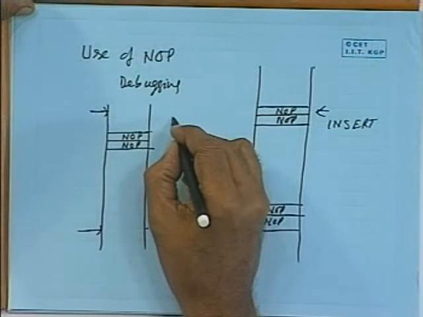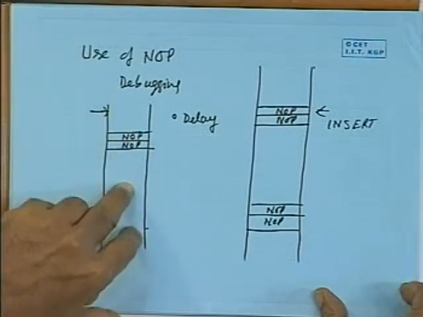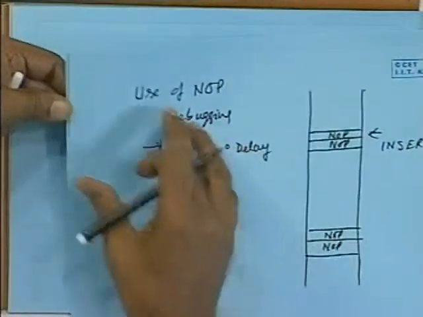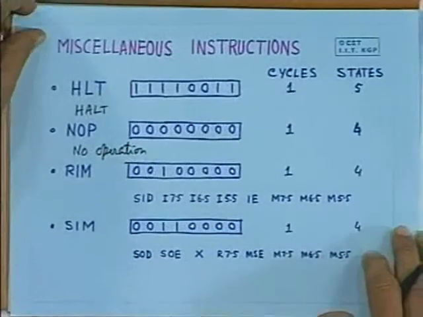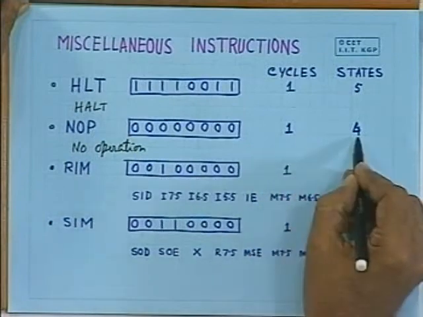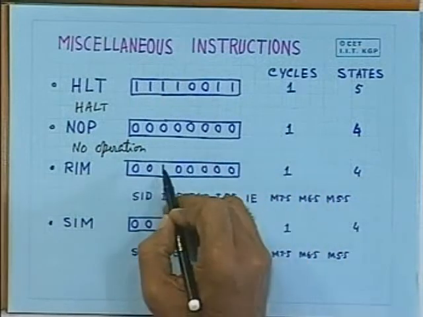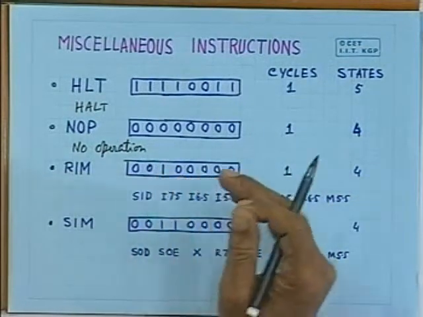Another very important use of no-op is delay generation. As we have seen, the no-op, although it is not performing any operation, is taking some time to execute. So whenever you have to generate a small delay, you can put a no-op instruction there, and a small delay will be generated when no-op is executed. So these are the two important uses of no-op. One is debugging a program, another is delay generation.